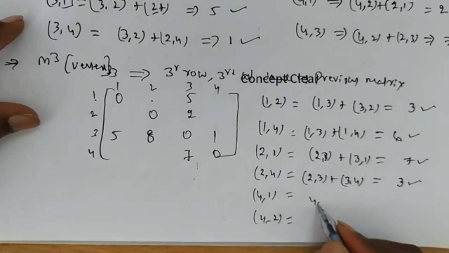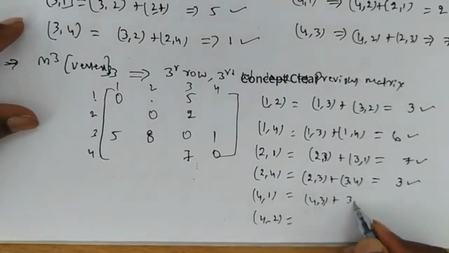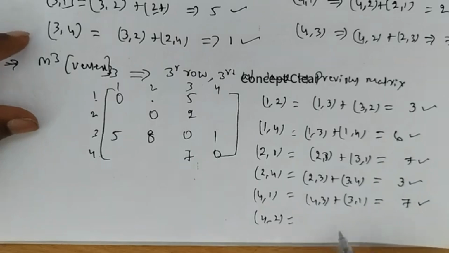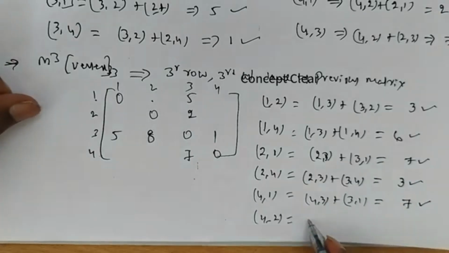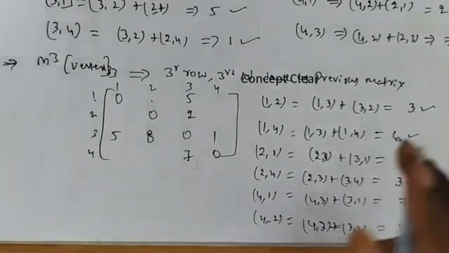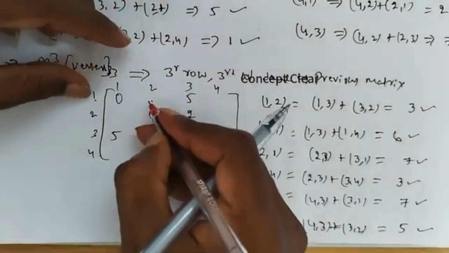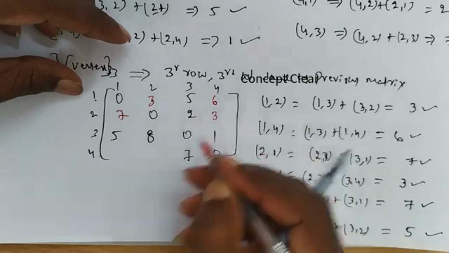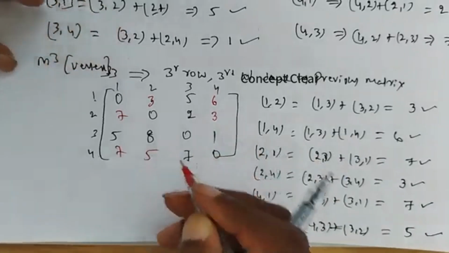4 to 1 is 4 comma 3 plus 3 comma 1. So what is the final answer here? 7. If you calculate 4 comma 2, it means 4 comma 3 plus 3 comma 2. So what is the final answer here? 5. Accordingly, if you fill in these values: 3, 6, 7, 3, 7, 5.